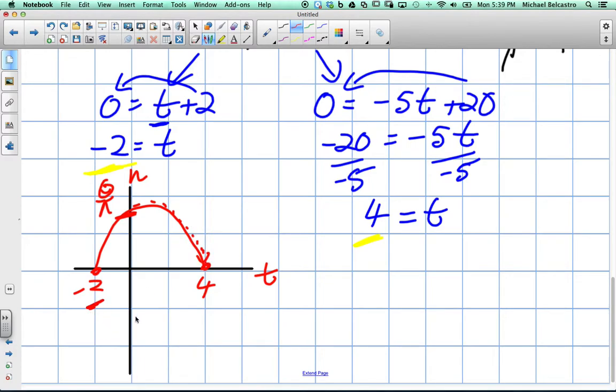Well, we actually have two answers, negative 2 and 4, except with time, it doesn't make sense to go back in time 2 seconds. We wouldn't say 2 seconds before we threw the ball it hit the ground, because it hadn't been thrown yet. The throw starts at 0, and then at 4 seconds it hits the ground. So at 4 seconds, our ball has hit the ground. This is our logical answer. This one is kind of illogical because we were standing on a cliff, and we didn't throw it down from there.